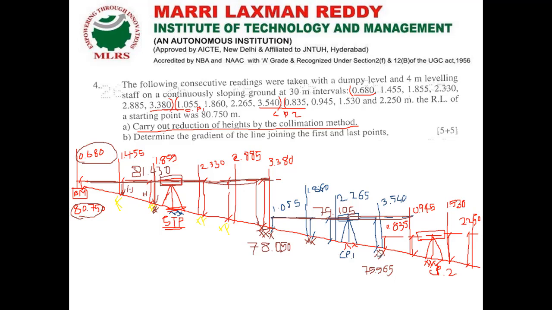Now I need the height of instrument or line of collimation here. That means 75.565 plus this 0.835 will give the height of my instrument position with respect to CP2, which is 76.400.